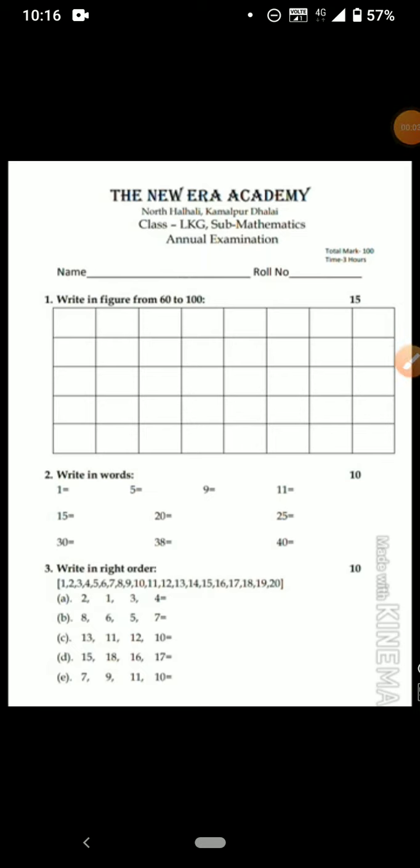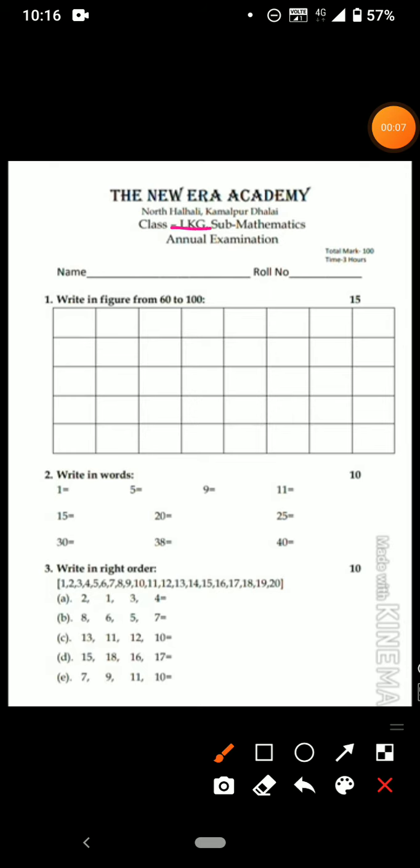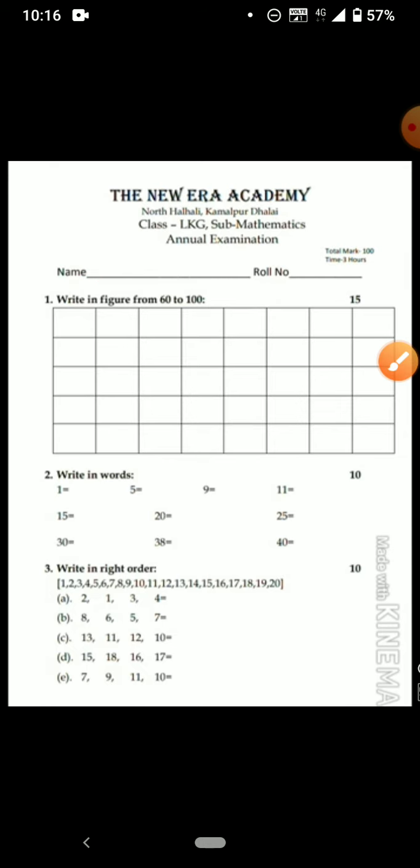Today we are going to learn the LKG math annual exam paper. It contains 100 marks in 3 hours' time. First you should write your name there, and here is the roll number. You should write your roll number there.